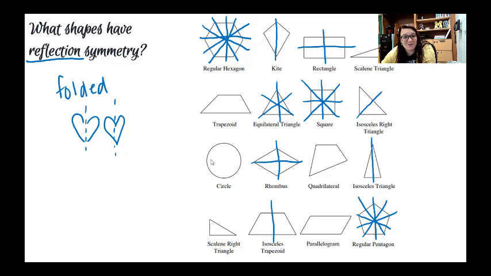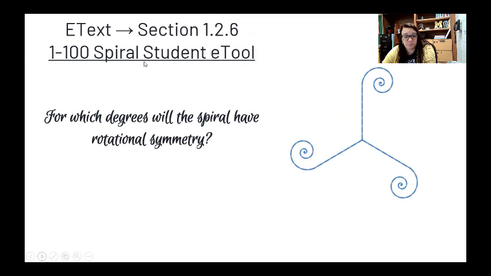A circle, I didn't draw any because there's actually infinitely many on a circle, because you could cut it any way you want and it's going to be symmetrical. So that's an interesting one. I'm not going to draw them all because literally I can't. They're infinite. Take a look at the rest and see how you did. Other than that, we're going to move forward.